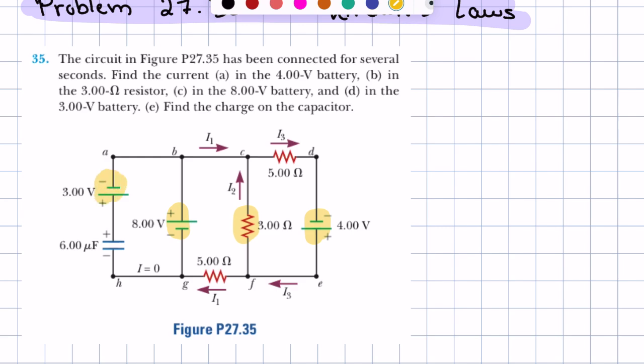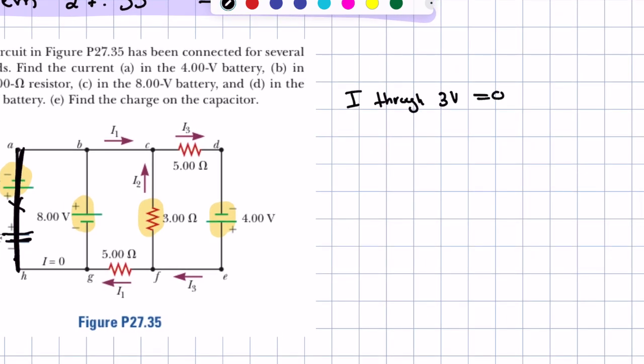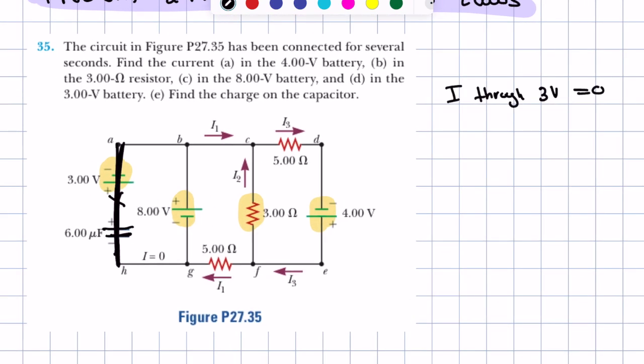Now, the first thing we need to notice is that this capacitor here is fully charged. That means there is no flow along this wire here. So that means the current through the 3-volt battery is equal to 0. So we've already answered D here.